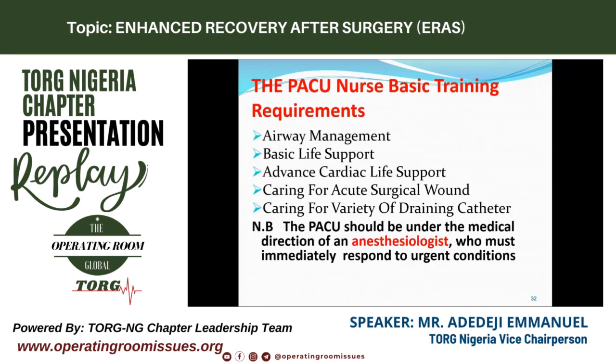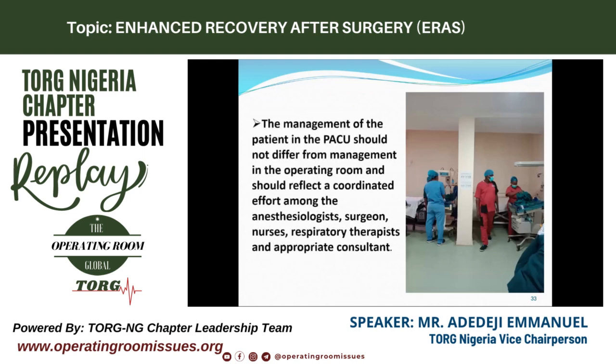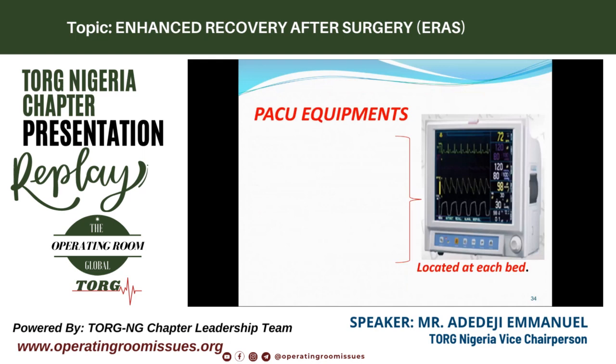Basically, what we do in the recovery room is to ensure airway management, basic life support, and advanced cardiac life support, caring for the acute surgical patient. And of course, if there's any drain, we want to pay attention to this. Basically, the post anesthesia care unit is manned by nurses, but under the supervision of anesthesiology. So, this is a typical example of a recovery room.